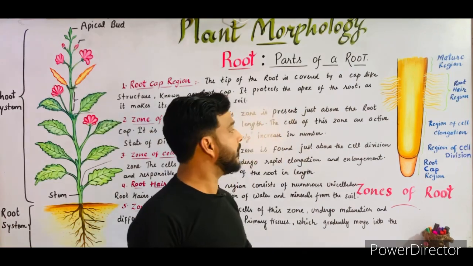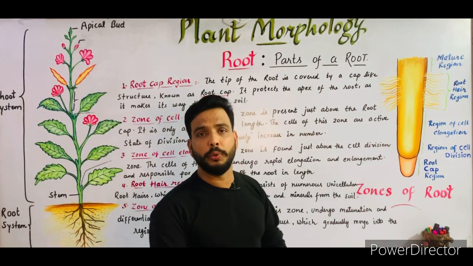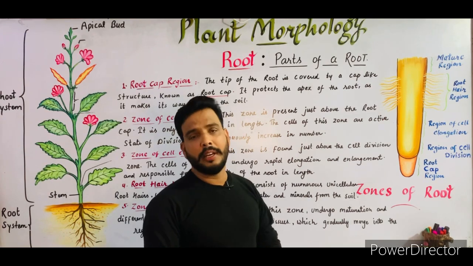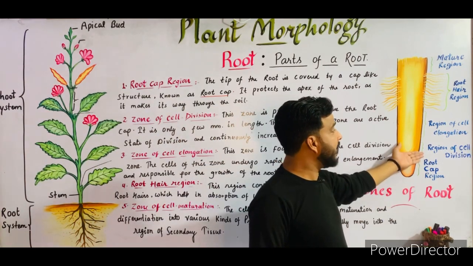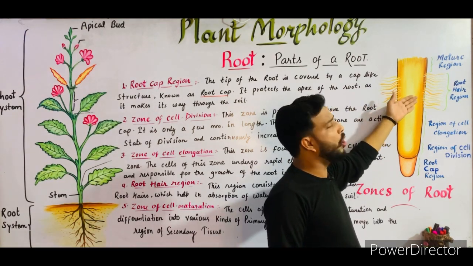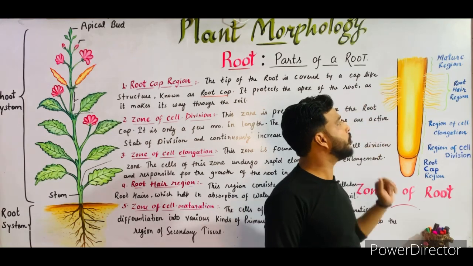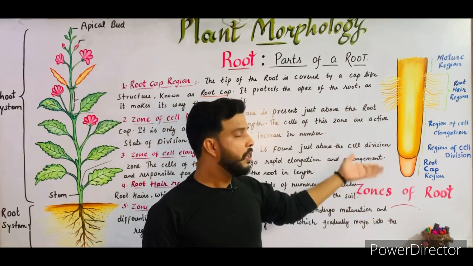As you can see in this diagram, it is the basal part of a root, which consists of 5 distinct zones, namely the root cap region, region of cell division, region of cell elongation, region of root hairs, and the maturation region or mature region. I will describe each of them one by one.